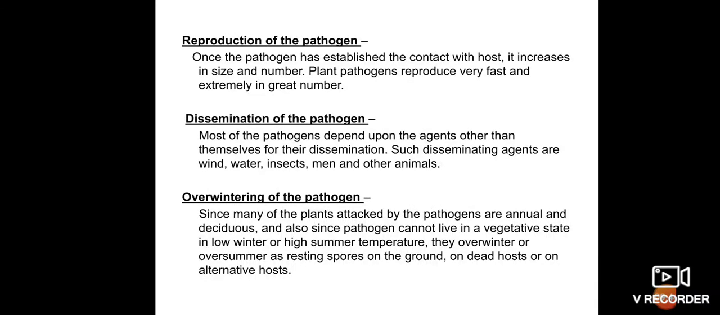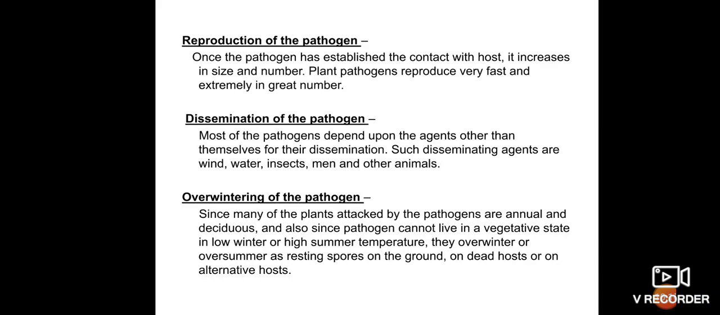Some important terms we are discussing. Number one is reproduction of the pathogen. This is also included in the mechanism steps of the infection. Reproduction of the pathogen: once the pathogen has established contact with the host, it increases in size and number. Plant pathogens reproduce very fast and in extremely great number.